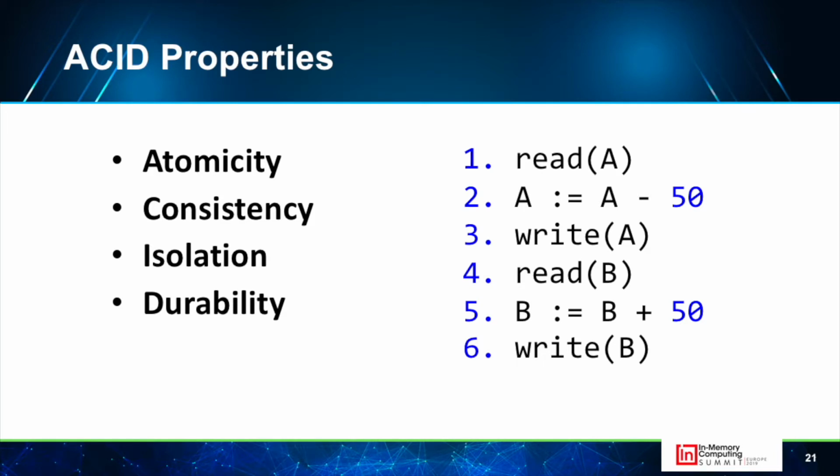Isolation. The effects of a transaction may not be visible to other transactions until the transaction has committed. Say there is a transaction that reads the state of account A and account B after step 3 and before step 6. For this transaction, the amount A plus B is less than it should be, and the total amount of money is less as well.